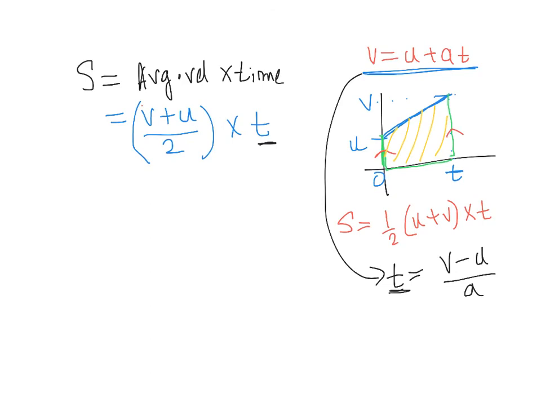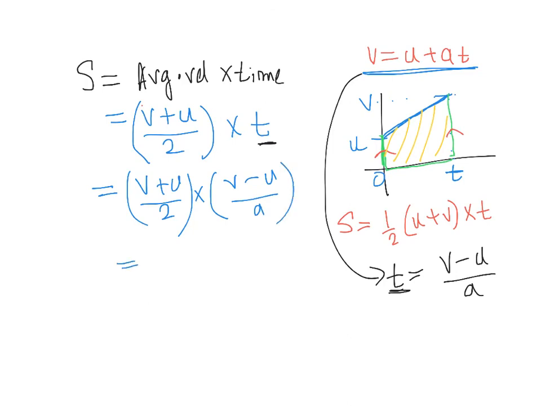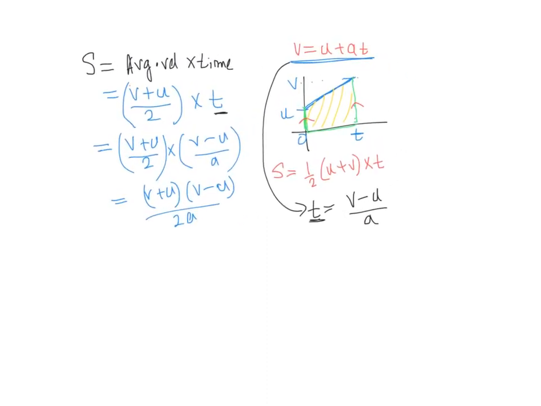So we can write this as (v + u)/2 into, instead of t, (v - u)/a. So (v + u)(v - u) by 2a. What can I do with this? (a + b)(a - b) is a square minus b square. So (v + u)(v - u) is v square minus u square, over 2a.